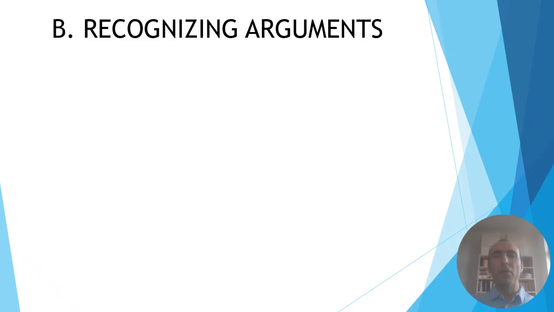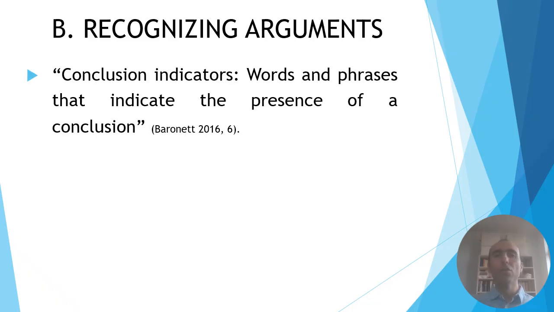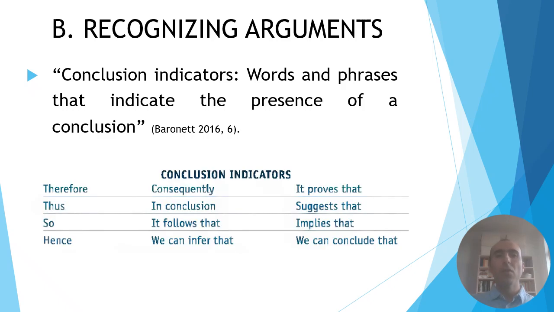In section B of the first chapter of the textbook, we'll learn how to recognize arguments. We use arguments in ordinary language, in scientific language, in philosophy, so this chapter gives us clues to recognize an argument. These clues are called conclusion and premise indicators. A conclusion indicator is a word or a phrase that indicates the presence of a conclusion. For example, therefore, consequently, thus, in conclusion, and so on. You can read all the conclusion indicators in section B of the first chapter of the textbook.